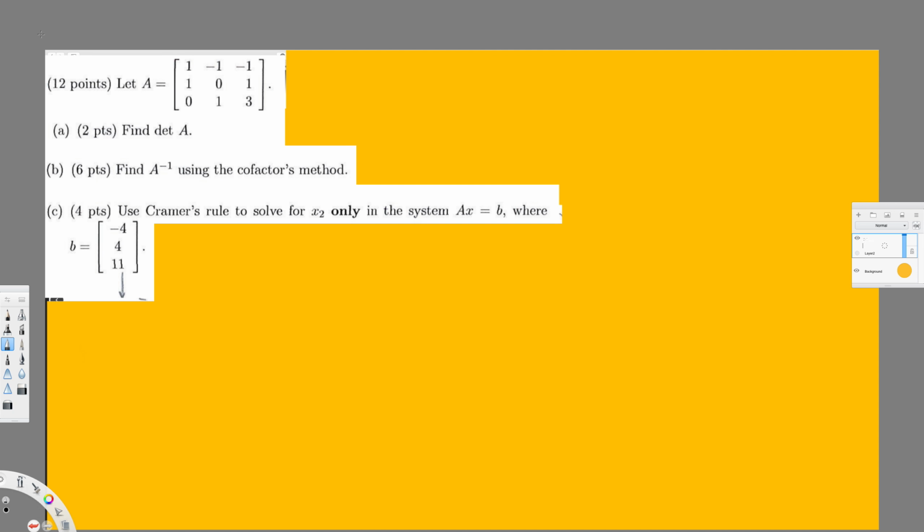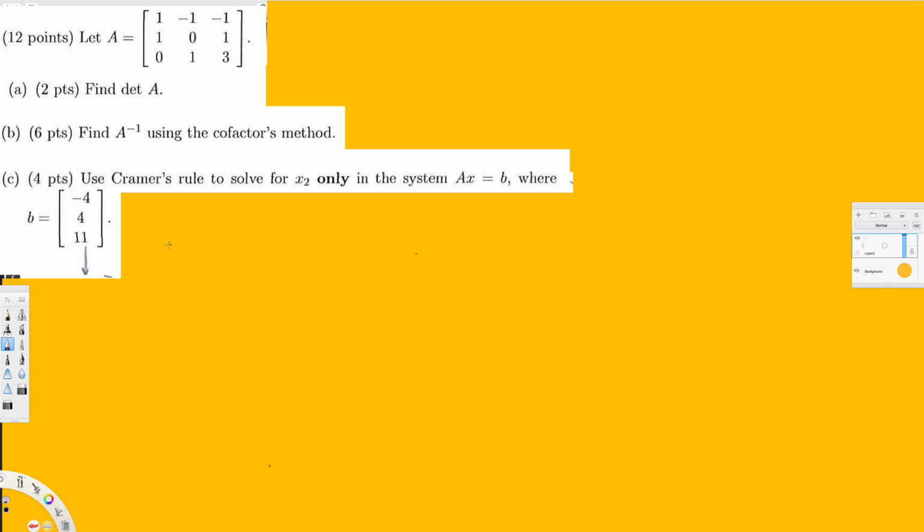Let's do this problem right here. The first question is to find the determinant of A. So let's see how we can find it. Okay, here we go. I'm doing the A part, so part A is the determinant of A.